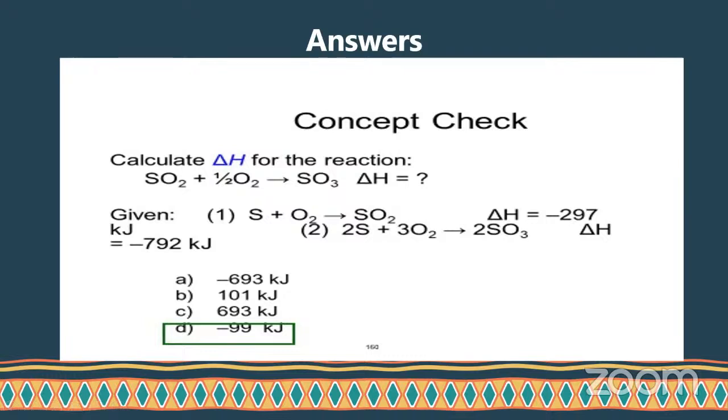So what do we do? For this second step, we are going to divide everything by 2. Whatever you're doing to the reactants and products, you're equally doing to the change in enthalpy.